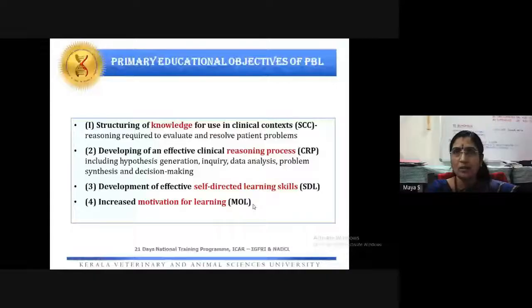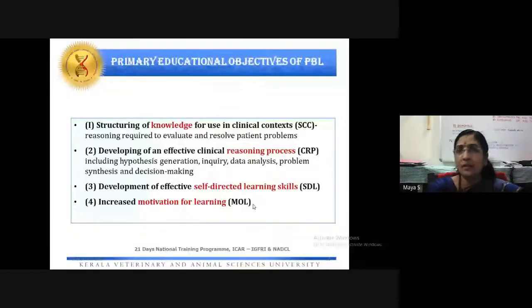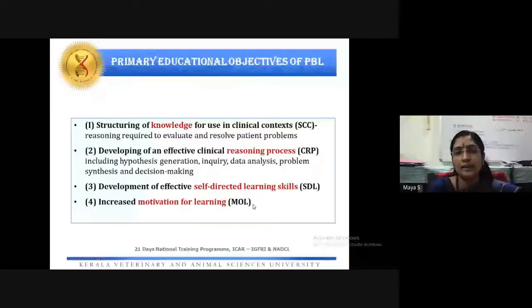So structuring the knowledge. So what the students should learn by the end of the PBL process. That is one thing. That is, of course, it will be a part of your curriculum. Then developing an effective critical or clinical reasoning process. So how the students should go through a clinical or critical reasoning process. That is the procedure or methodology which has to be adopted. So that is a second educational objective.